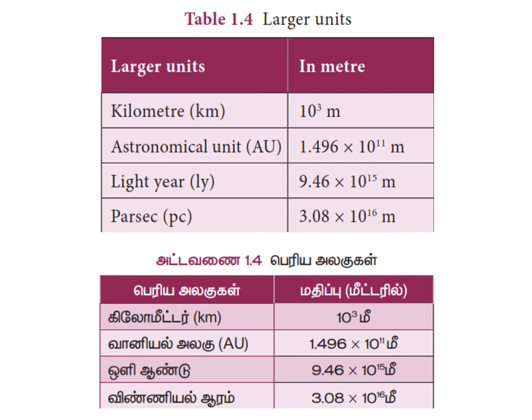Larger units. Kilometer, in meter, 10 to the power 3. Astronomical unit, 1.496 into 10 power 11 meter. Light year, 9.46 into 10 power 15 meter. Parsec, 3.08 into 10 power 16 meter.